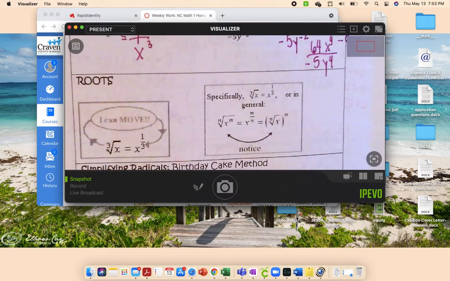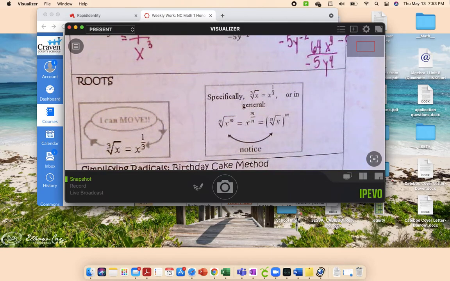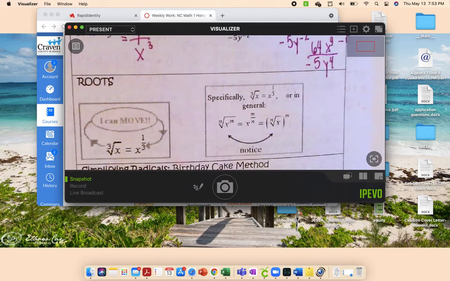Roots are something we have not worked with very much. All right, so I'm going to expose this to you, but I don't want you to really focus on it and freak yourself out too much. We have to understand that the third root of x is the same as x to the 1/3. That is going to be something that's going to pop up in Math 2. In general, the n root of x to the m is equal to x to the m over n.